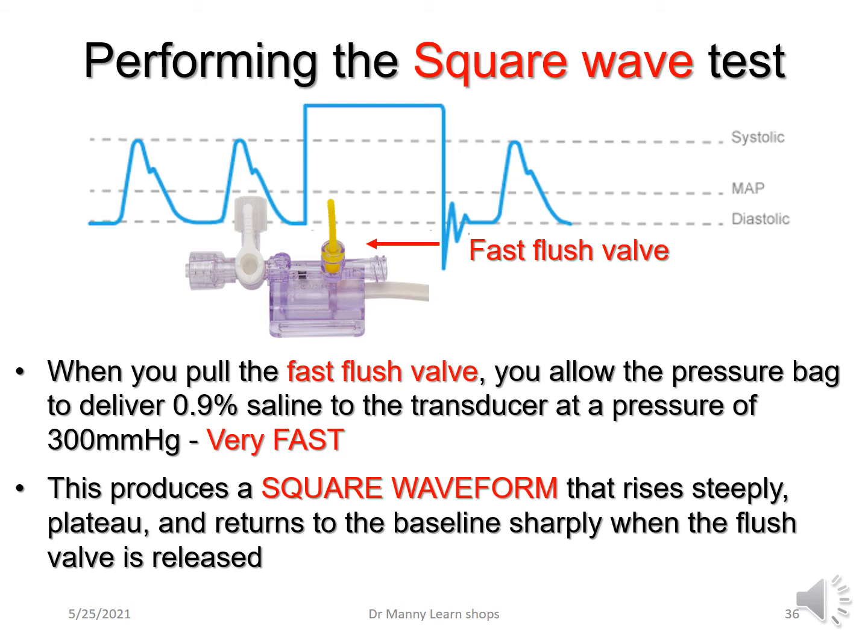And this produces a square waveform on your monitor and your recording paper that rises very quickly, very steeply, then it plateaus, it reaches the maximum, and then it returns to the baseline sharply when the flush valve is released by you. So while you're pulling it, there's a flush out, then it reaches the top of its limit, plateaus, and continues until you stop pulling the fast flush valve, which is that yellow indicator. And then it returns sharply to the baseline. That's how you perform the square wave test.